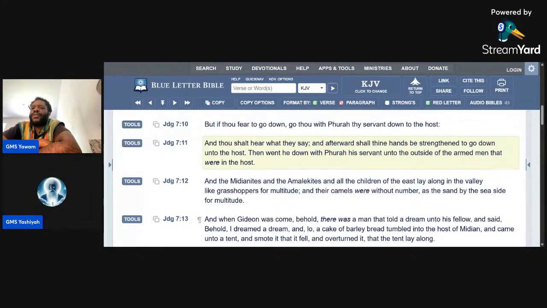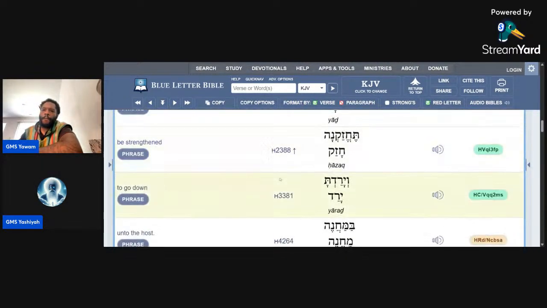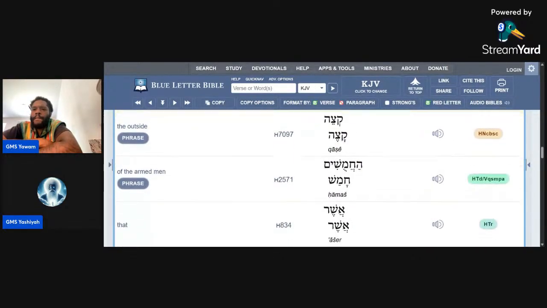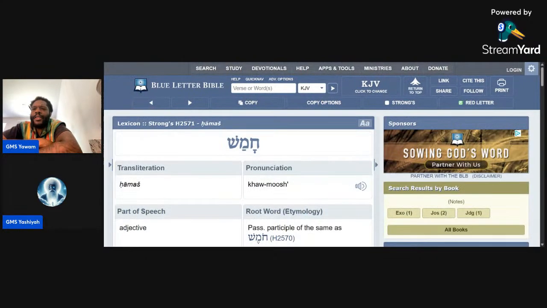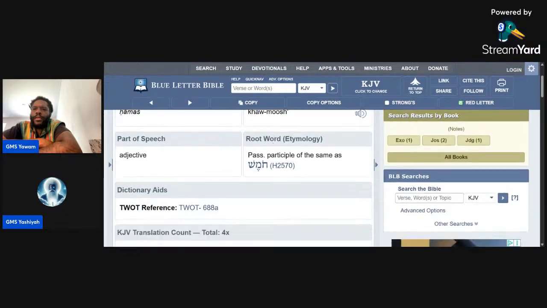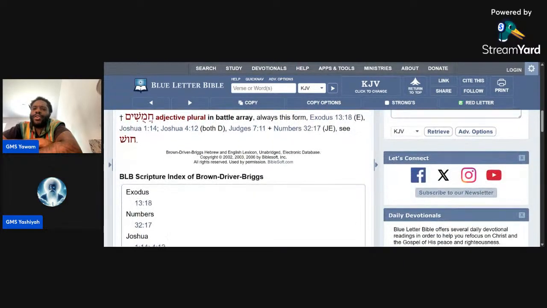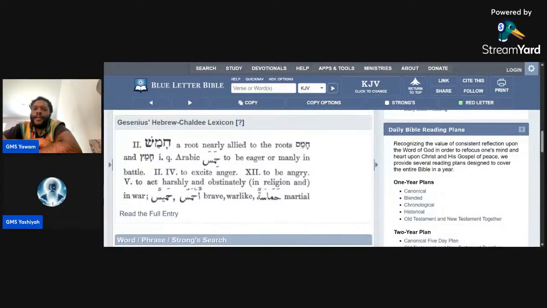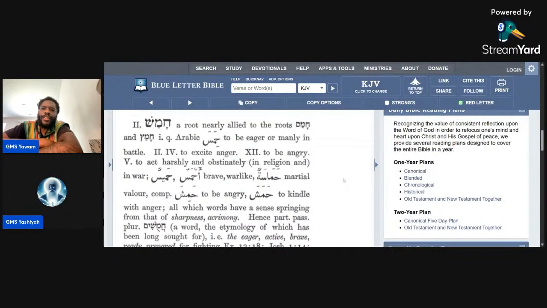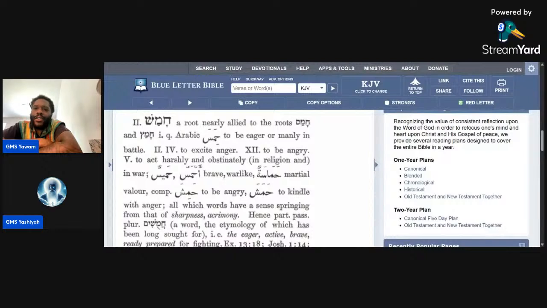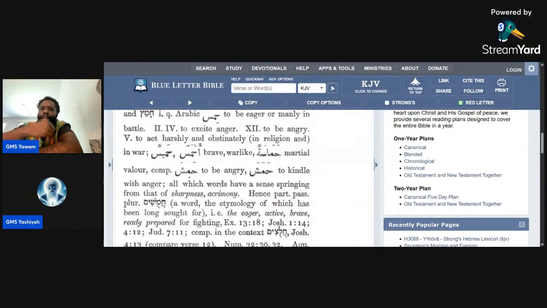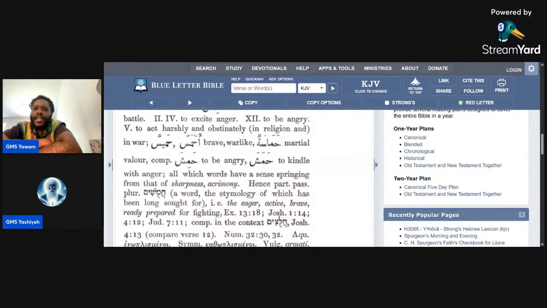Could you click on the word for armed men? Con. Yep, and it says Chamash. And it says to in battle array, arrayed for battle by fives, armed. Could you go into the Jensenius? Yeah, right there. Con. And it says to excite anger, to be angry, to act harshly, obstinately. It says brave, warlike, martial valor, to kindle with anger.